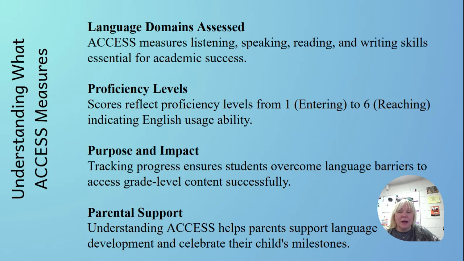So, understanding what access is measuring. Language domains assessed: access measures, again, listening, speaking, reading, and writing skills essential for academic success. Proficiency levels: scores reflect proficiency from 1, which is entering, to 6, which is reaching, indicating English usage ability. The purpose and impact is tracking progress and ensuring students overcome language barriers to access grade level content successfully. Parental support: understanding access helps parents support language development and celebrate your child's milestones.